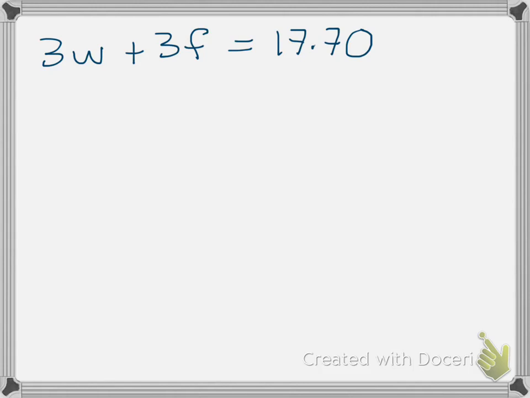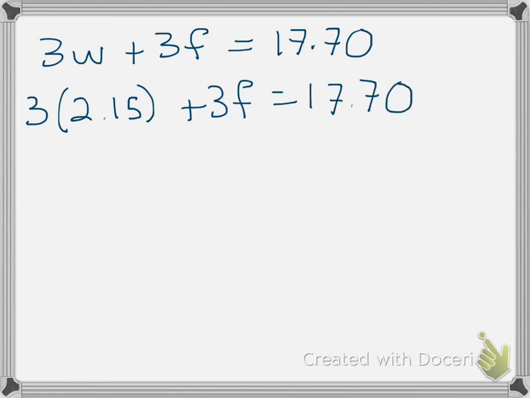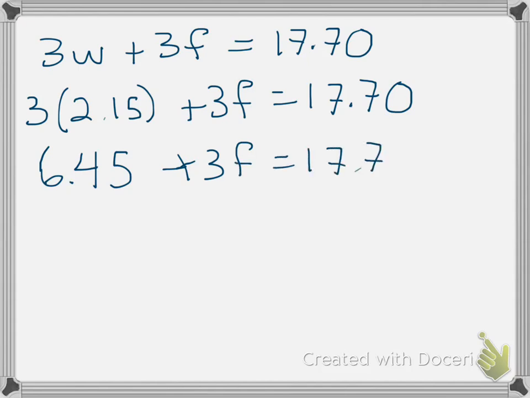Then we can plug in what we know. From what we just solved, W is $2.15. What we're trying to solve for now is the cost of the Ferris wheel, and that's what F is. Then you're just going to simplify. I've got 3 times $2.15, and that will give us $6.45. So 6.45 plus 3F equals 17.70, and then you just go through the motions of solving for your unknown. So I'll subtract 6.45 from both sides.